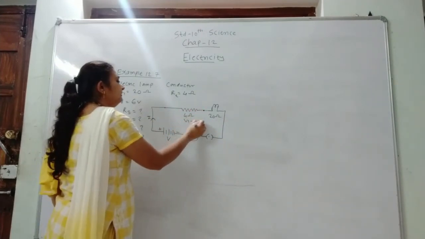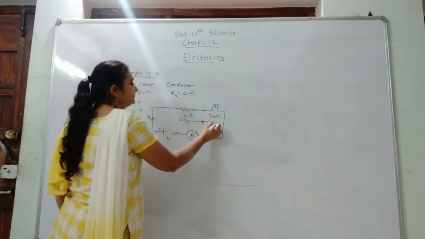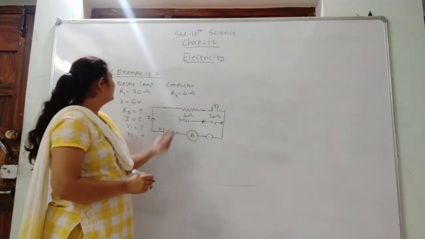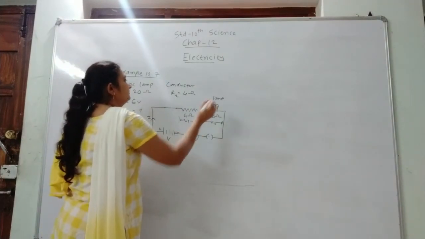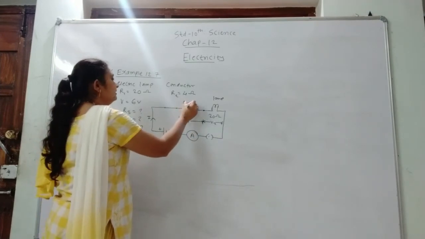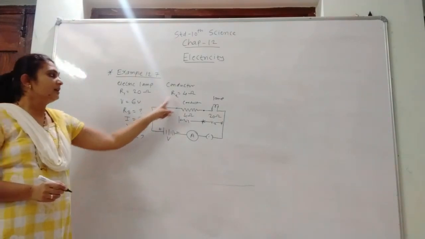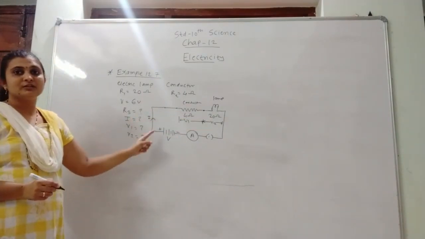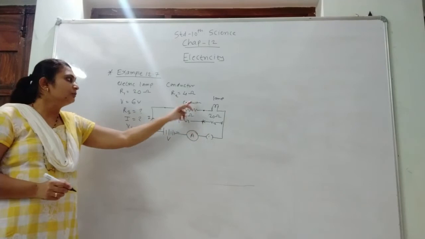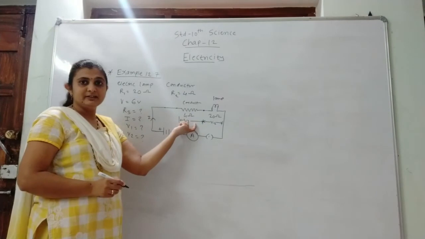Then V1 and here V2. Potential difference across the lamp, 20 ohm, and this is the conductor. Current is the same for both the appliances, because for the current there is only one path to flow. So the current flowing through the conductor and lamp is the same. Potential difference is different.